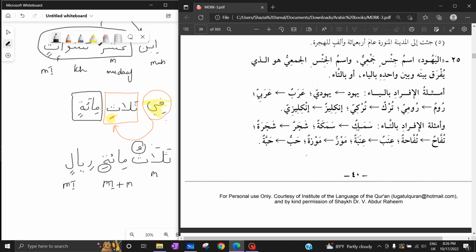Now Samakun is actually the plural word for fishes, and one fish is known as Samakatun. Shajarun is plural for trees, and Shajaratun is singular. Tuffahun is plural, but when you say tuffahatun, it is singular. Ainabun is grapes together. Ainabatun, one grape. Mauzun is plural. Mauzatun, one single banana. Habbun is plural. Habbatun is singular. Okay. Hab is seed.